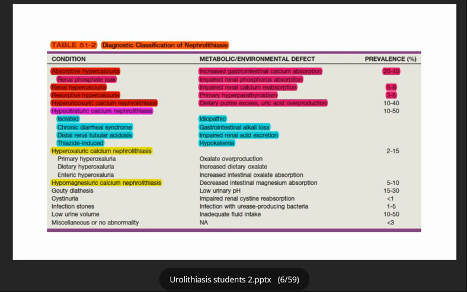For renal hypercalciuria, there is impaired renal calcium reabsorption. Resorptive hypercalciuria means there is more calcium in the blood coming from the bone, like in primary hyperparathyroidism. So these are the most important ones that you need to know about.